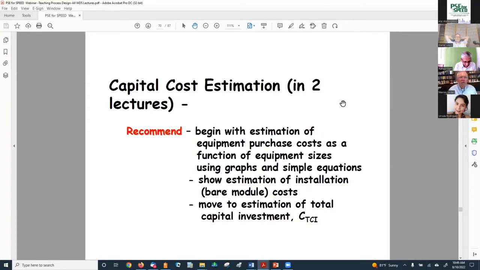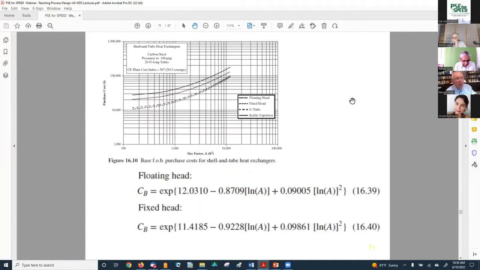Okay, now I'd like to go to capital cost estimation. We're recommending that you begin with the estimation of the equipment purchase costs as a function of equipment sizes, using graphs and simple equations, and show estimation of installation, what are known as bare module costs, and move to estimation of total capital investment. So I'll try to guide you through this quickly. I think most people are familiar with it.